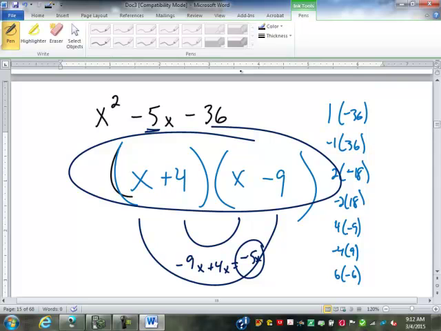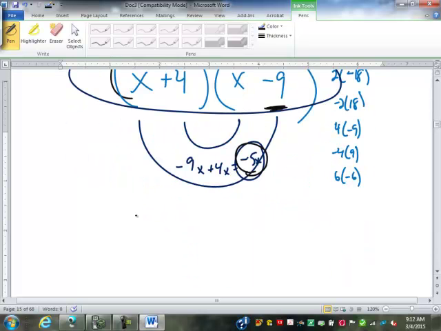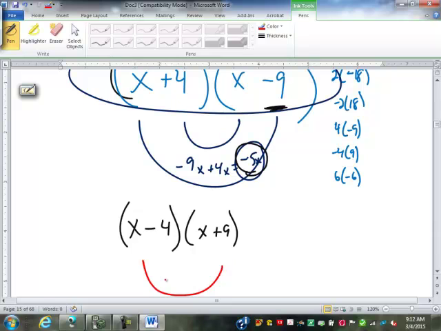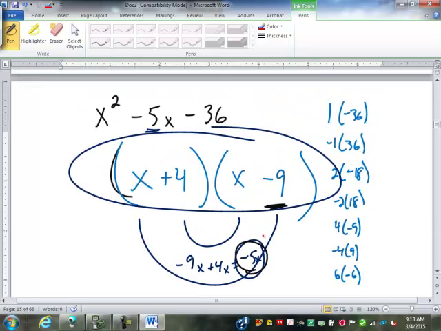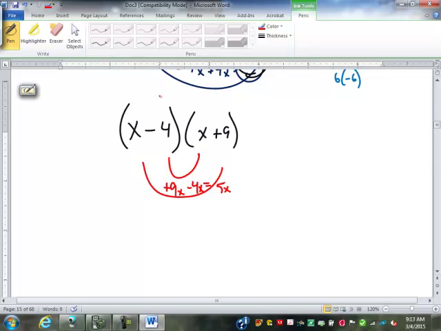The minus has to go with the 9. Because if you did a minus 4 and a plus 9, this would have been a positive 5x, not a negative 5x. This is x minus 4 and x plus 9. Then the outside would have been a positive 9x. The inside would have been a negative 4x, which would have been a positive 5x. And we don't want a positive 5, we want a negative 5. But if you ever get that, where you have the right number, it's just the wrong sign, positive or negative, that just means you have to switch the positive and negative.